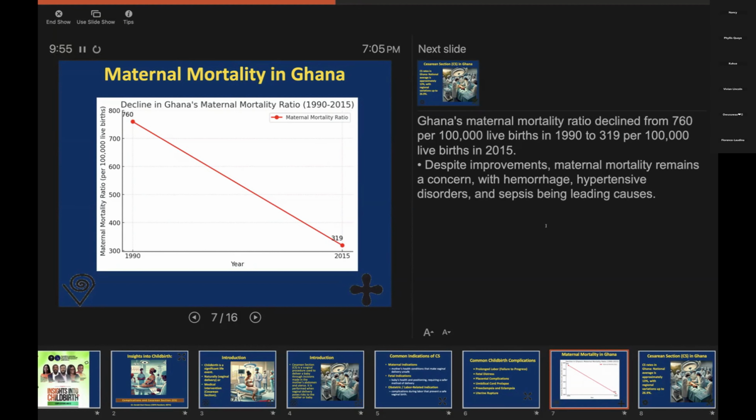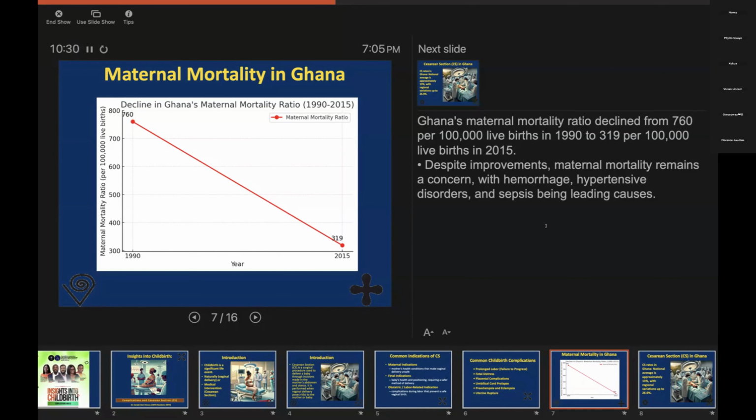But with some interventions, the mortality rate has gone down as of 2015 to about 319, but which is still not up to what WHO recommends for us as a developing country. WHO is estimating about 70 or less mortality per 100,000, and we are currently as a nation at around 319. It means we have more work to do.